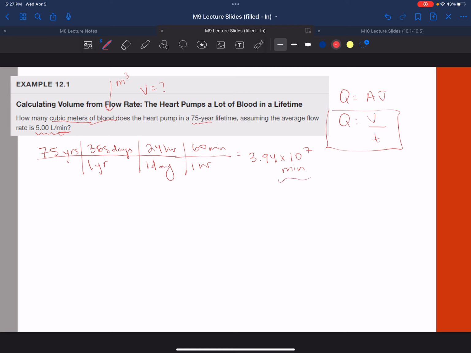So I have minutes, and I know that my Q value is 5 liters per 1 minute. So now I have T and I have Q. All I need to do is solve for V. Well, let me rearrange this to be V equals Q times T. Okay, so that's going to be 5 liters per 1 minute times T, which is 3.94 times 10 to the 7th minutes.